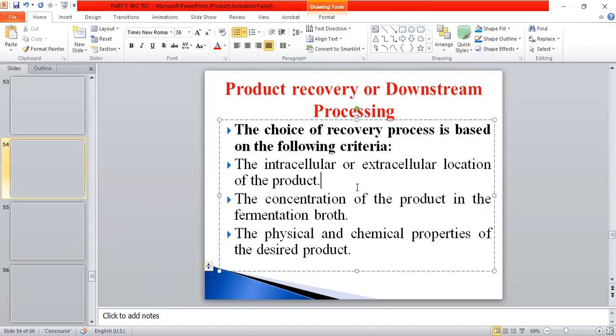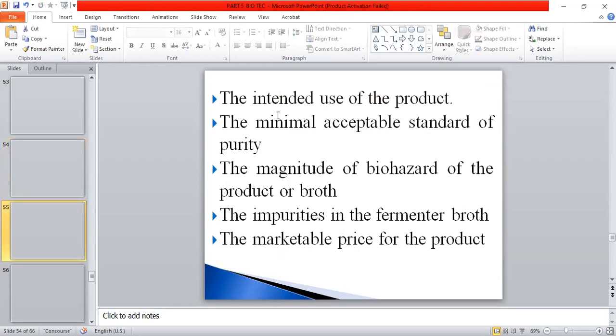Suppose we are taking milk. You know very well about the milk product, its physical and chemical properties. Physical means a liquid nature, white color, and how much percentage of white color. Chemical means what the contents are in percent: the fat percentage, the protein percentage, calcium, and how much water. Likewise, you have to analyze each and every one. That is also important. And then the intended use of the product. So this is another one.